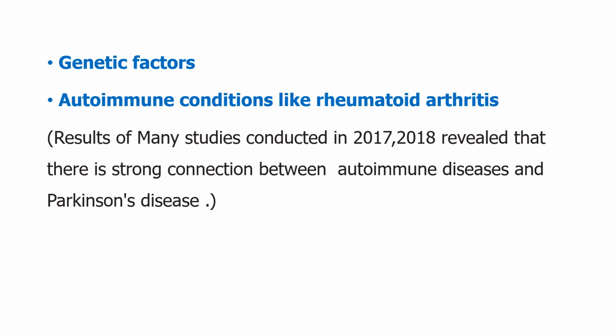The other factors are genetic factors and autoimmune conditions like rheumatoid arthritis. If the patient is having rheumatoid arthritis, or inflammation of the joints, there are chances of Parkinsonism in future. The results of many studies conducted in 2017-2018 revealed that there is a strong connection between autoimmune disease and Parkinsonism disease. So researchers and studies are saying that there is a strong connection between autoimmune disease and Parkinsonism.